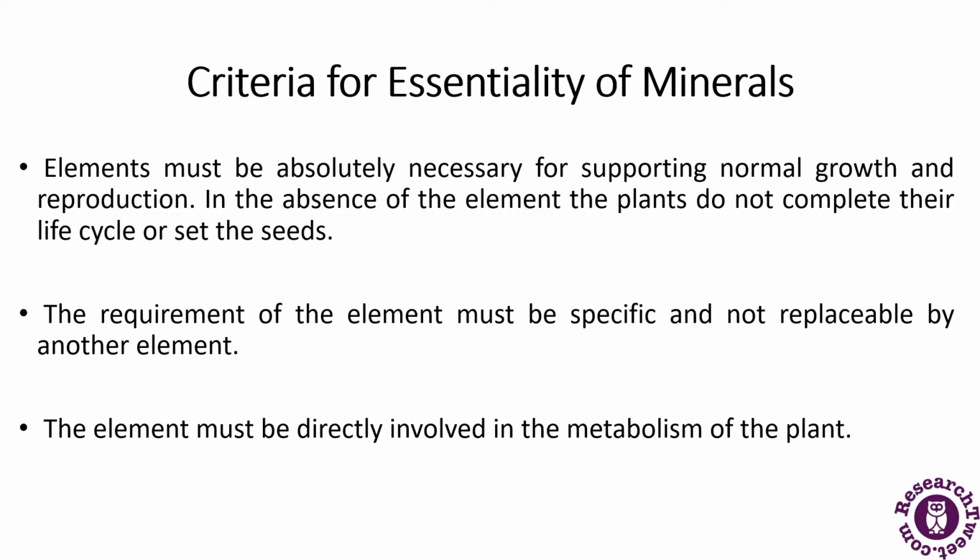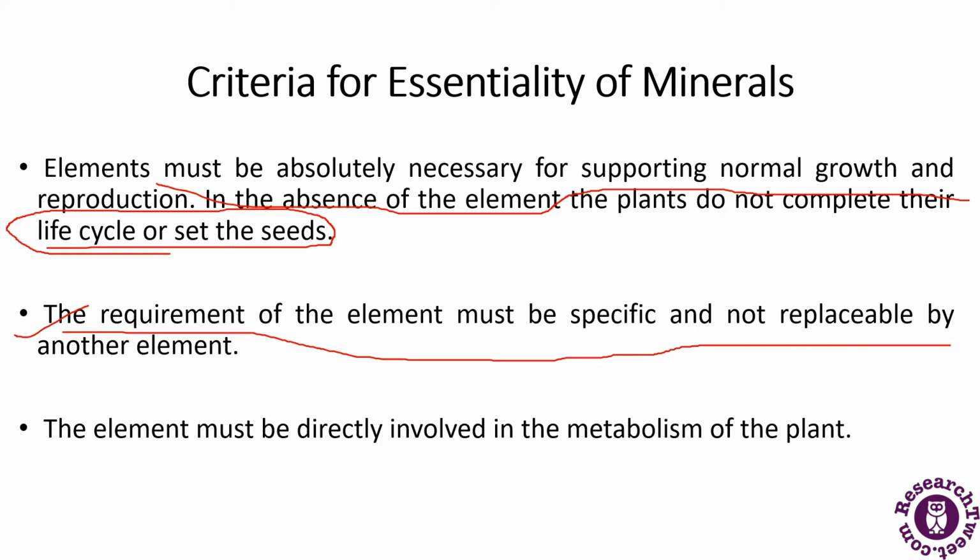Next is, what are the criteria for the essentiality of these minerals? On what criteria can we say the plants will get the proper minerals for growth and development? These elements must be absolutely necessary for supporting normal growth and reproduction. In case of the absence of these elements, the plants will not complete their life cycle or set the seed. The requirement of the element must be specific and it is not replaceable by another element. So the requirement of each element is very specific, and one cannot replace it with another element that provides the proper nutrients to the plants.